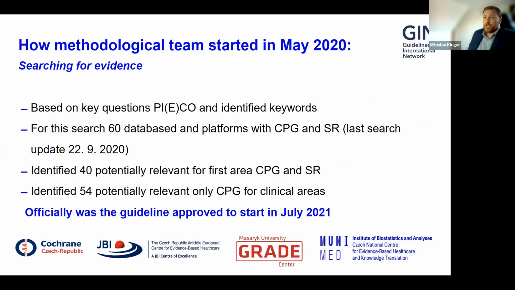So how did our methodological team actually start before the RecMap was set up and revealed its first results? Well, we ourselves were searching systematically the sites we usually do. For COVID-19, we identified about 60 relevant databases, and we started with this. However, as I said, the national guideline truly started in July 2021, although we were ready much earlier.